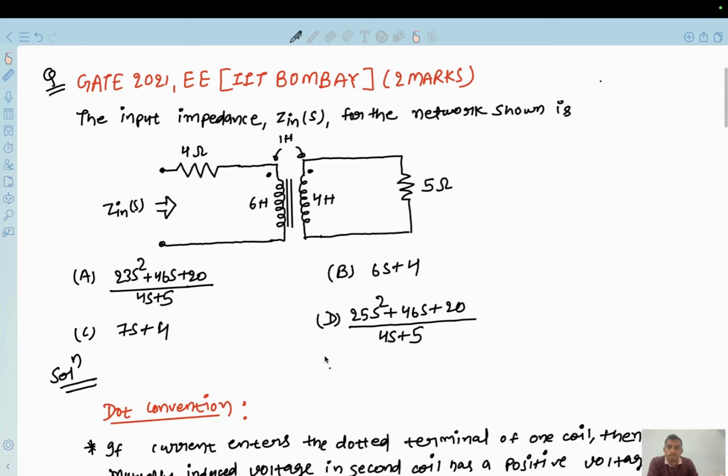Here I am going to solve a previous year question of GATE 2021, which is of 2 marks and was asked in electrical engineering branch.